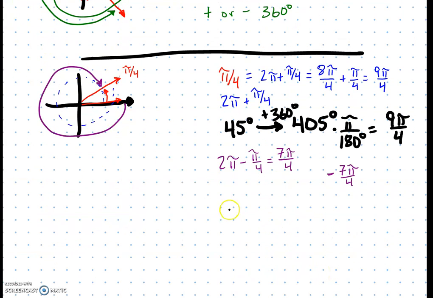These are a little harder when you do it in terms of radians, and they take a little bit more getting used to. But just remember, you're just adding or subtracting 2 pi. And that's the equivalent of adding or subtracting 360 degrees.